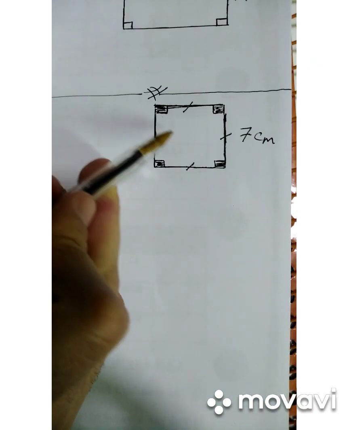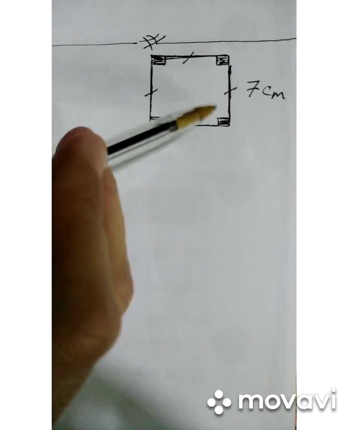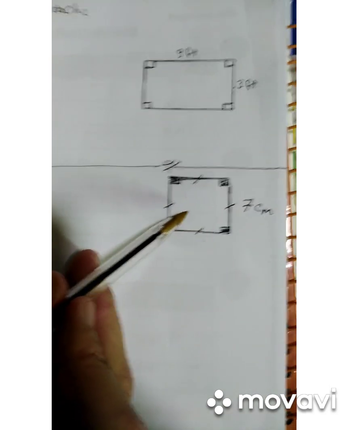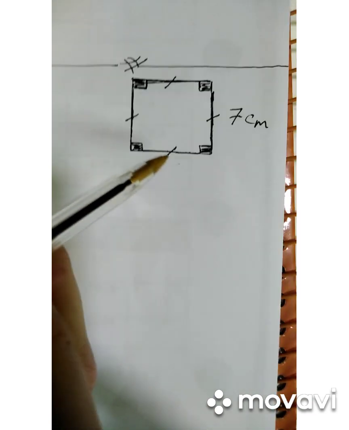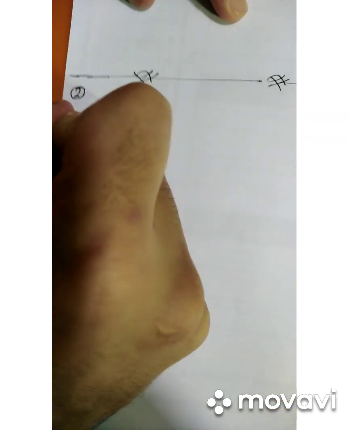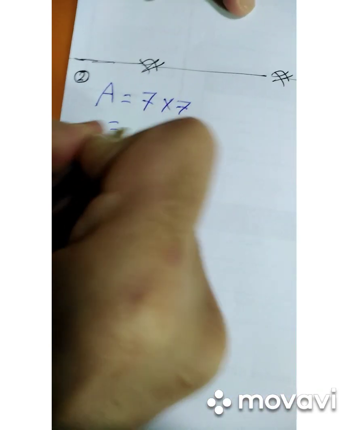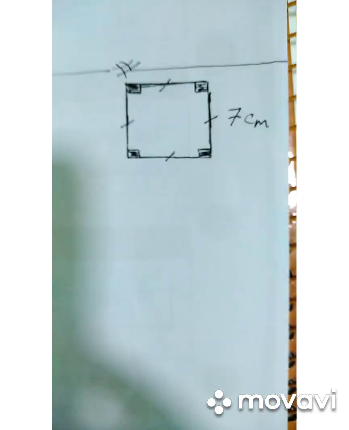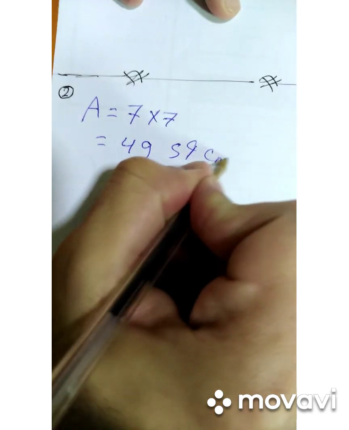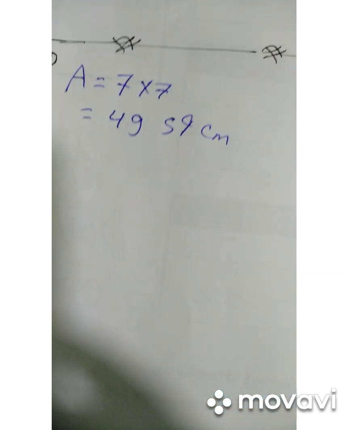Number 2, we want to find the area of a square. Like a rectangle, the area of a square equals length times width. But all sides are equal in length, so area equals 7 times 7 equals 49. 49 centimeters? No, square centimeters. It's an area, okay? Square unit, not a metric unit.